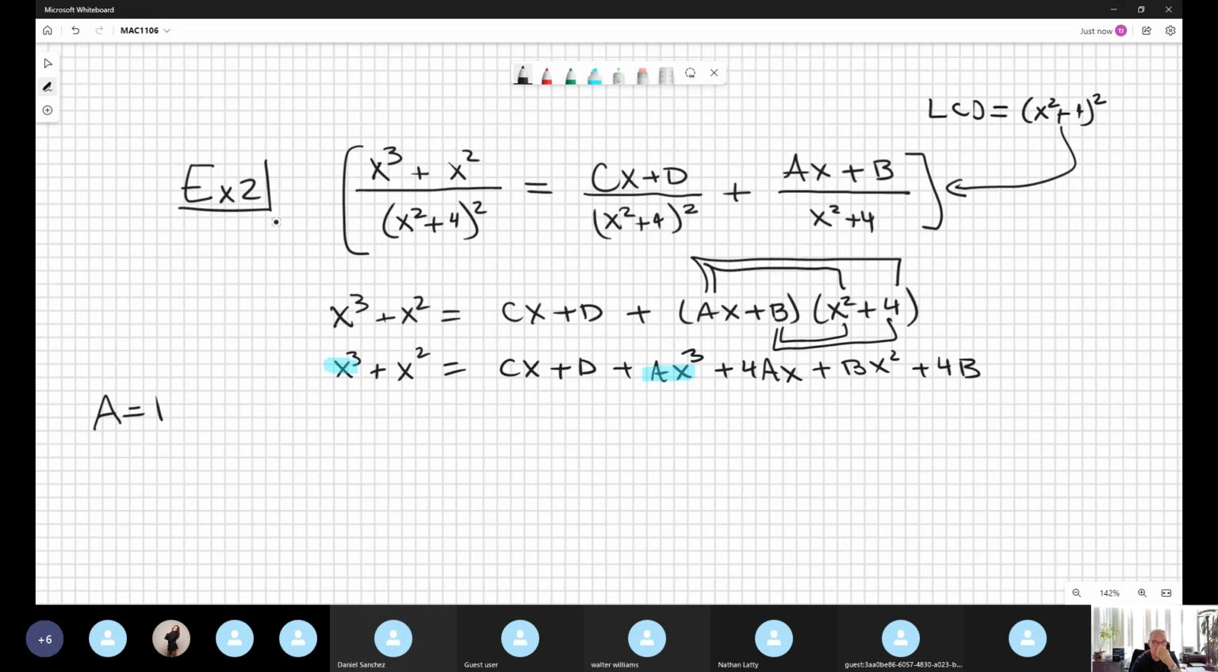And the x squared term, let me see who is the x squared, the yellow column, this guy.